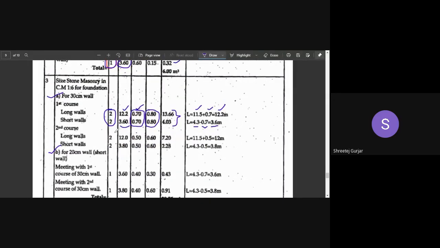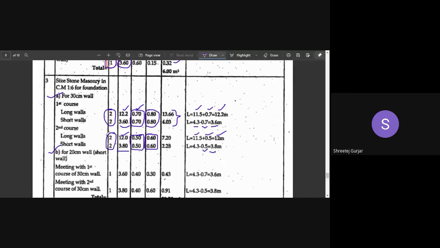So there are two long walls and two short walls. Height, I have told you, is 0.6, and the width we have seen is 0.5. Coming to your length calculation, from the center line length we have to add our width, that is 0.5. We get 12 meters as the length of my long wall, and for the short wall we have to deduct our width from the center line 4.3. I deduct 0.5 and I get a length of 3.8.